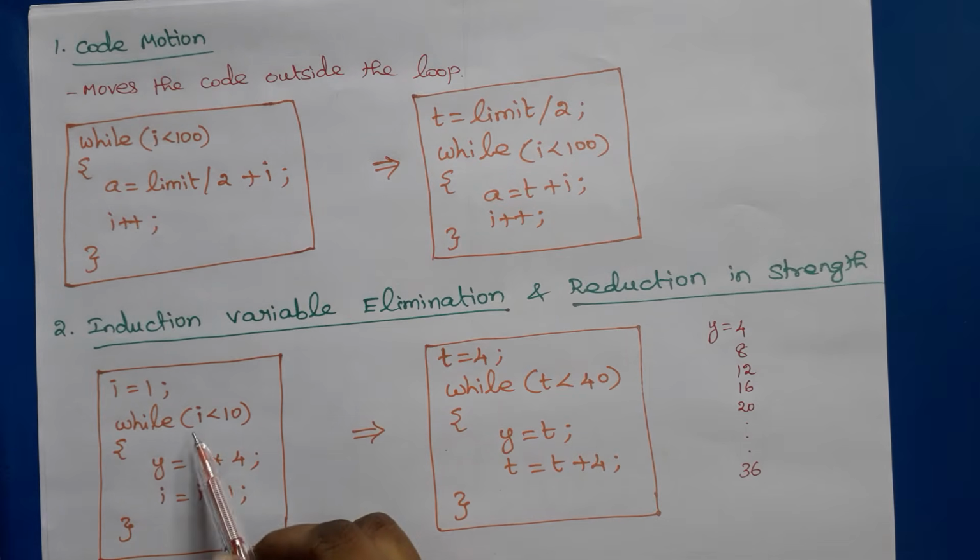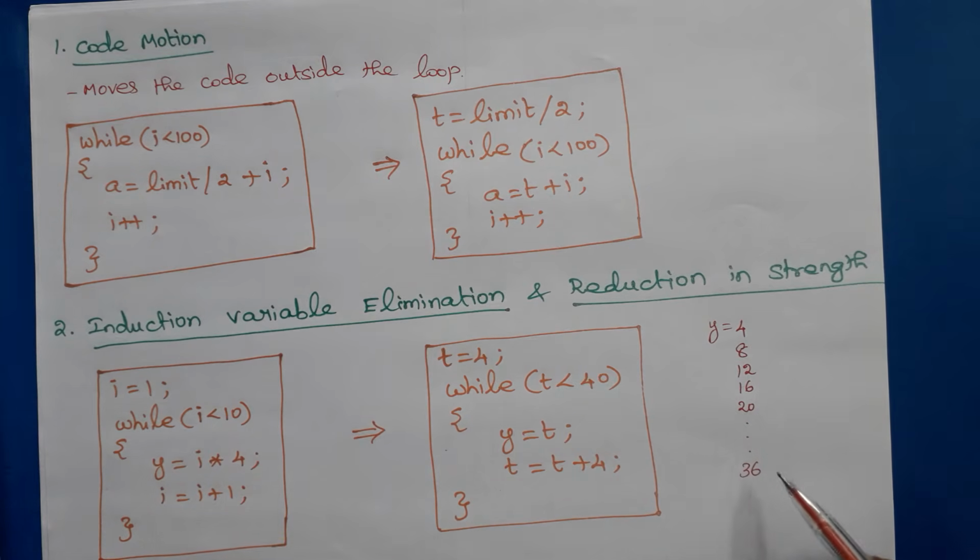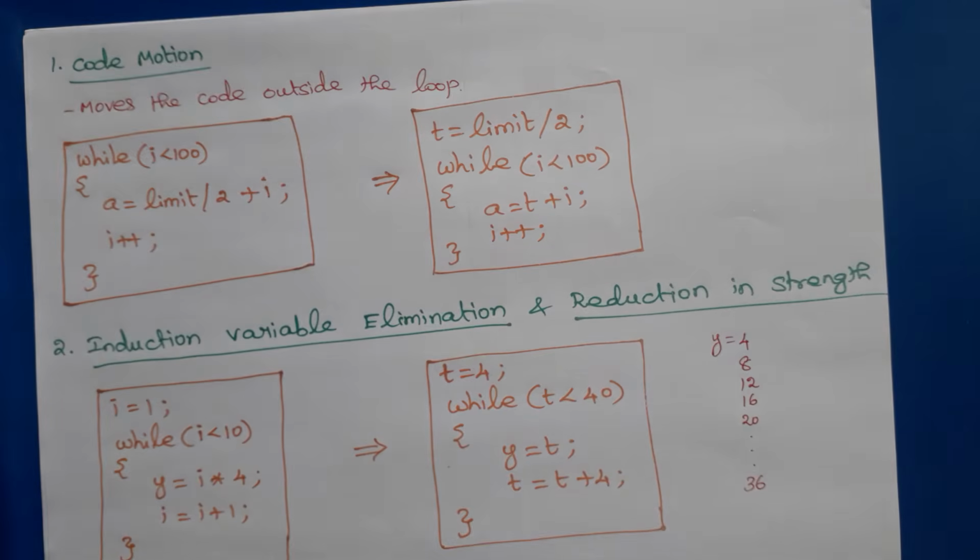So now I is 10, 10 less than 10, the condition becomes false. So each time y is increased by 4. So this multiplication can be replaced by addition. Here we need to remove the induction variable, and for performing this calculation we are going to use one temporary variable, and that should be initialized as 4 because we have to assign this t value to y, and y starts with 4. So we have to initialize this temporary variable with 4, and t will be checked against 40. If t is less than 40, the loop will be executed.